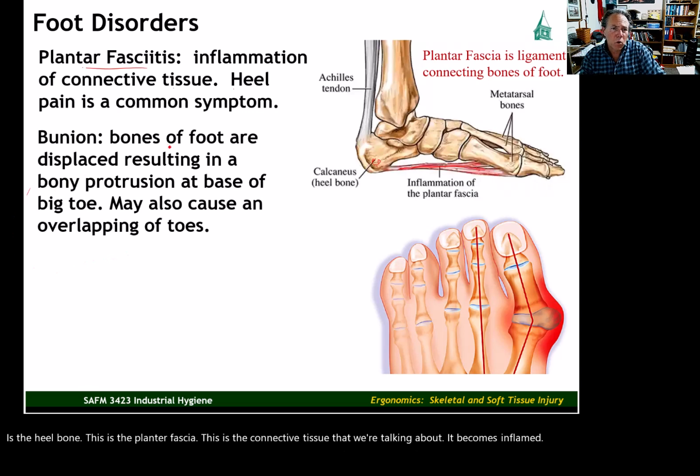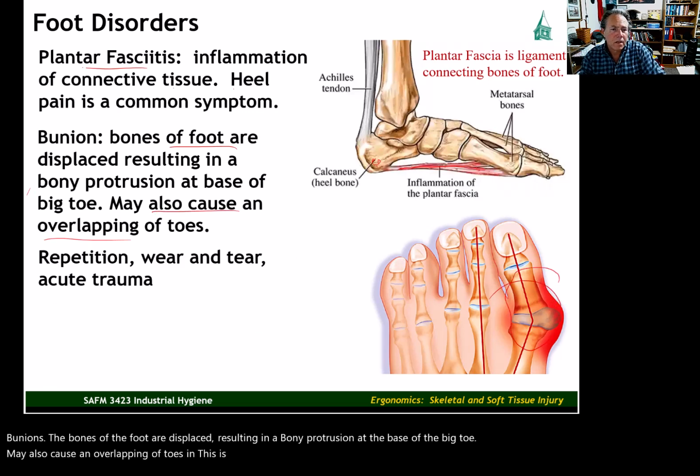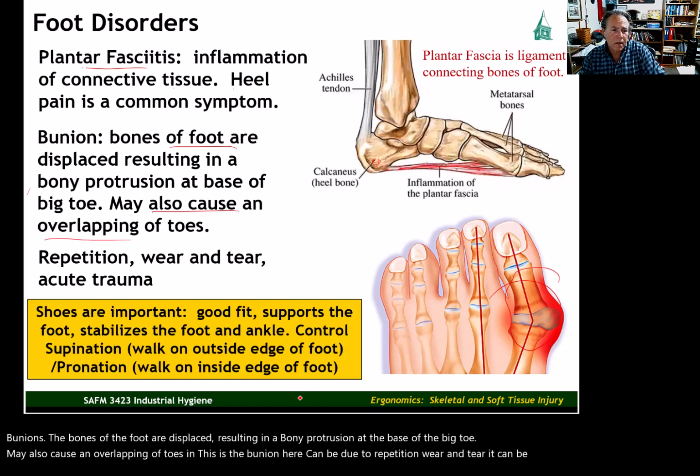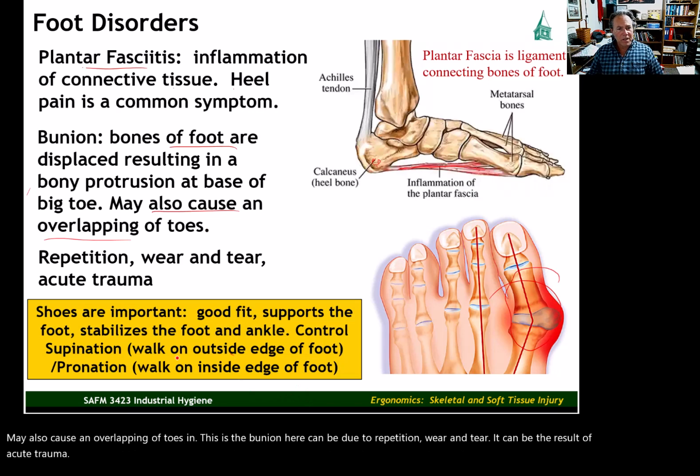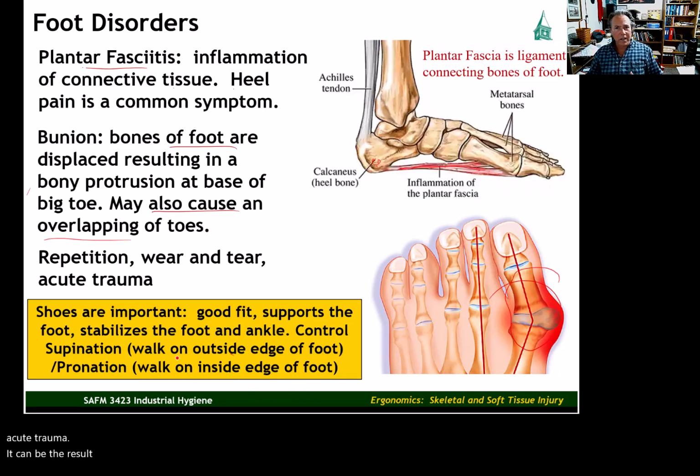Bunions: the bones of the foot are displaced, resulting in a bony protrusion at the base of the big toe. May also cause an overlapping of toes, and this is the bunion here. Can be due to repetition, wear and tear. It can be the result of acute trauma. It can be the result of poorly fitting shoes.